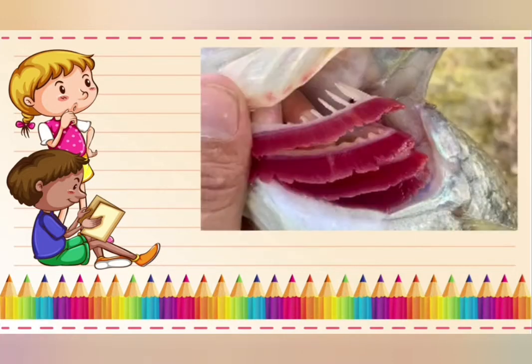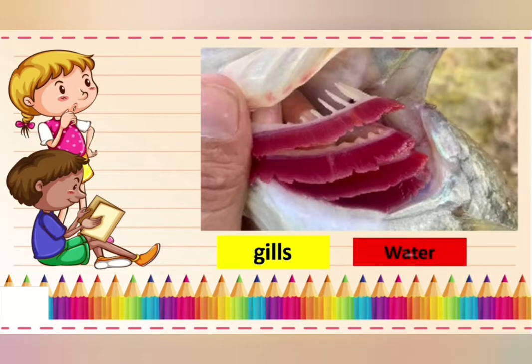The last one. Okay, the correct answer is gills. And the habitat is water. Very good.